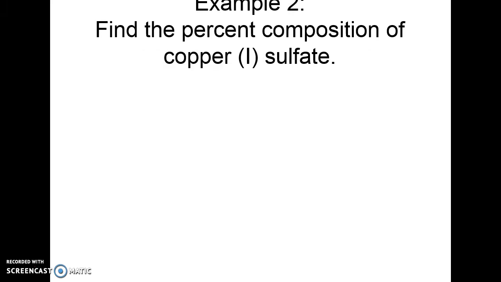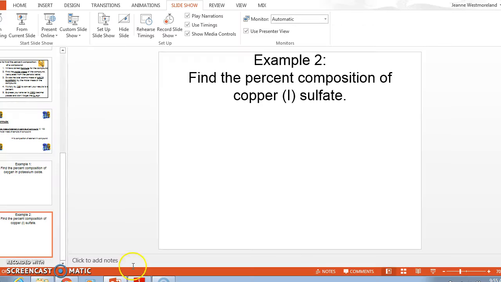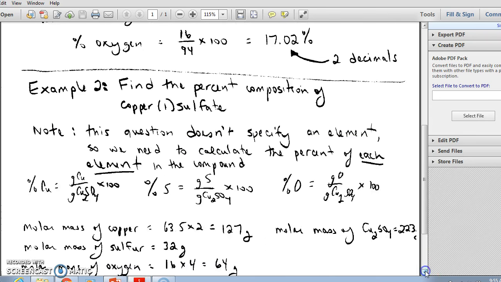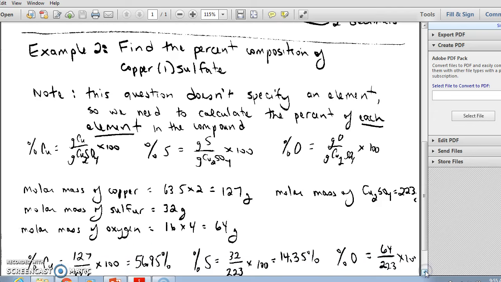Here's another one. Find the percent composition of copper 1 sulfate. So again, this question is a little bit different than the last one because it doesn't say I want a particular element's percent. So if it doesn't specify a particular element, then we find the percent of each element. So we need the correct chemical formula of copper 1 sulfate. And so we're going to find the percent of copper, the percent of sulfur, and the percent of oxygen.